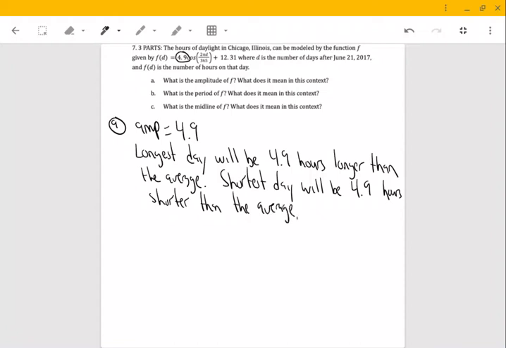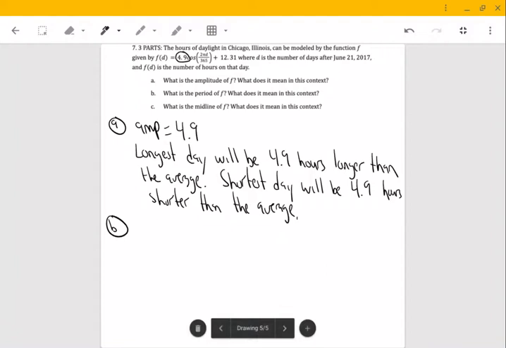The amplitude, remember, is the distance between the midline and the high or low point. In this case, the high point represents the maximum number of hours in a day. The low point will be the shortest or the least number of hours in a day. So that's your amplitude.